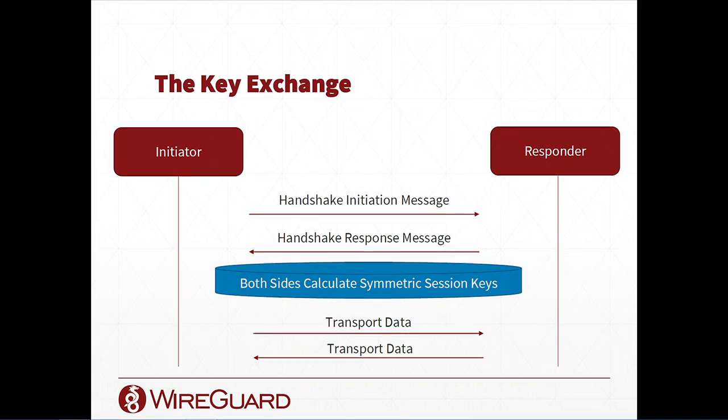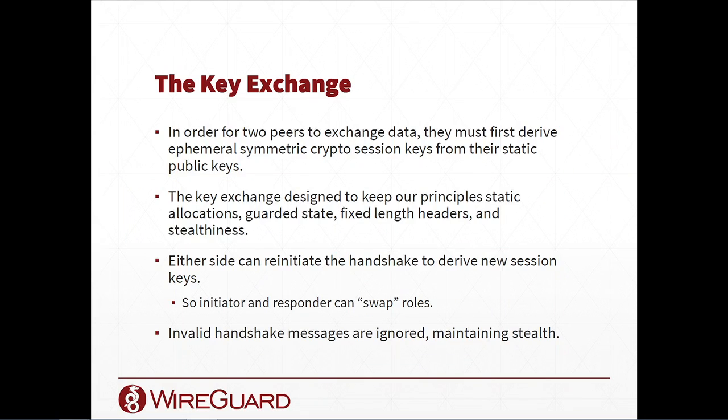So the key exchange is one round trip. There's initiator to responder, responder back to initiator. They both calculate their symmetric session keys, and then they can start exchanging transport data. Okay, so we want in the handshake to preserve all these principles of guarded state and fixed length headers. And we also want both sides to be symmetric. We don't want there to be a server-client role. We want either side to be able to reinitiate a handshake at any time, so they can swap roles. And of course, invalid handshake messages need to be ignored so we can keep our stealth principle.